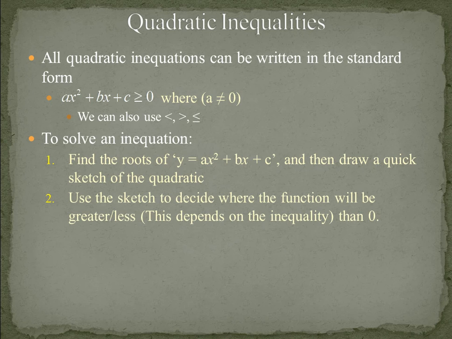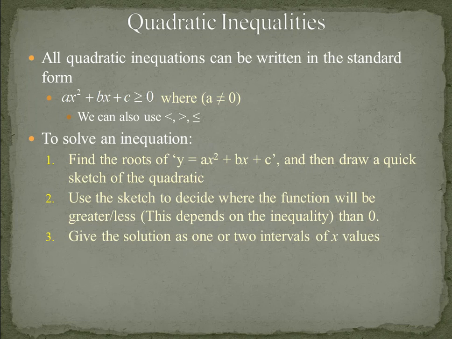You will then use the sketch you've drawn to decide where the function will be greater or less than 0. This depends on the inequation symbol you have. And once you've done that, you will give the solution as either 1 or 2 intervals of x values. Again, this will make more sense once I can show you examples. Some of you may already be able to conceptualize what we're asking you to do, but hopefully the following examples will clarify what each of these steps mean. So let's look at some examples.